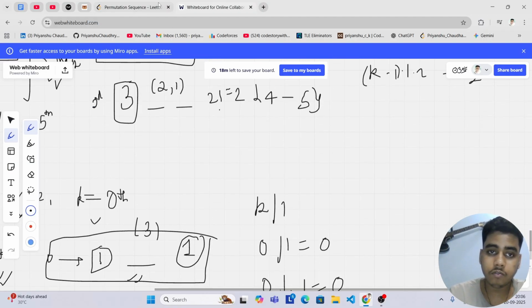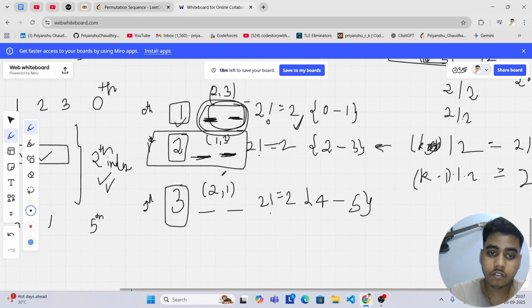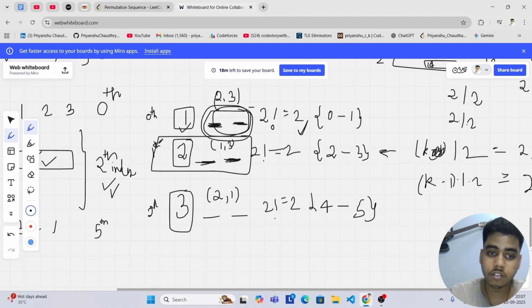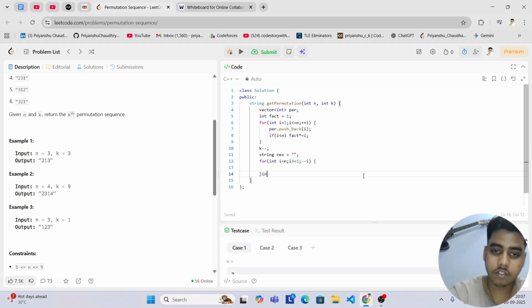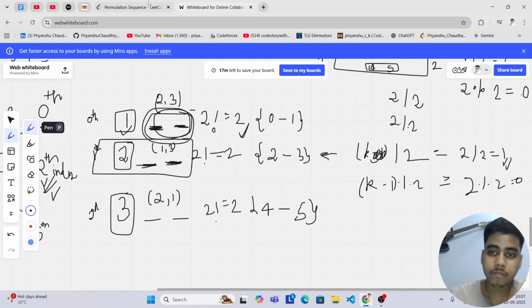Every time I have to find which block it was, which row number I should say, 0th, 1st or 2nd, my permutation was hiding. So if I want to find the 2nd index element, first of all I will find which index element to take. So let's say index will be k divided by factorial. All right, what I did earlier.